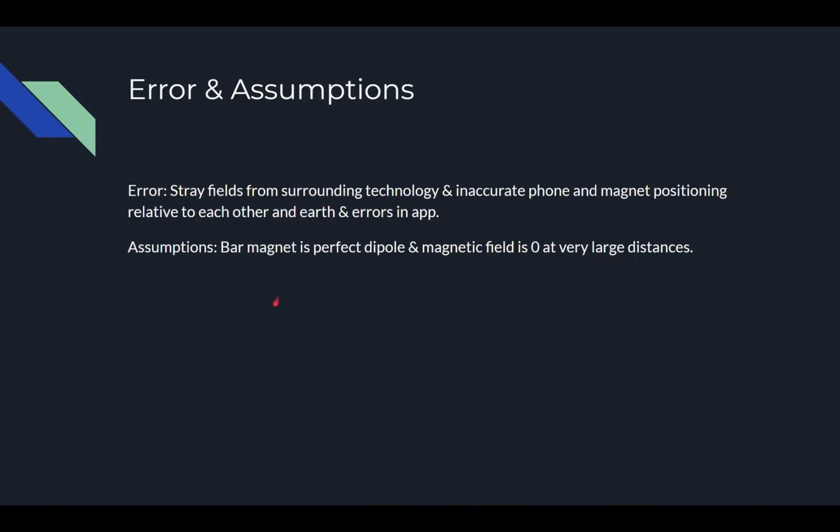So some possible errors for this lab are the stray fields of surrounding technology, such as computers, because they do give off a slight field, even though it's not much, as well as inaccurate phone and magnet positioning relative to the Earth, because there's human error involved in positioning perfectly correctly, as well as errors in the app, because in the instructions in the lab, the app is supposed to be a lot more accurate than the phone compass itself. However, it's still not 100% accurate. And some assumptions we made are that the bar magnet is a perfect dipole, as well as the magnetic field being 0 at very large distances.